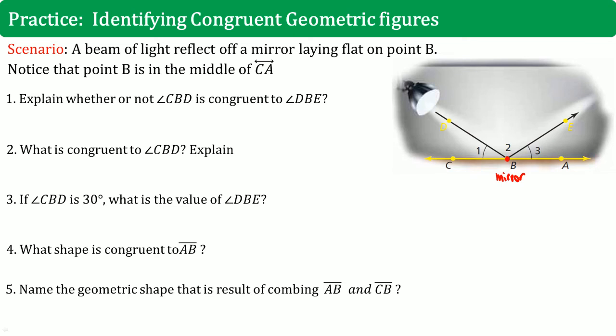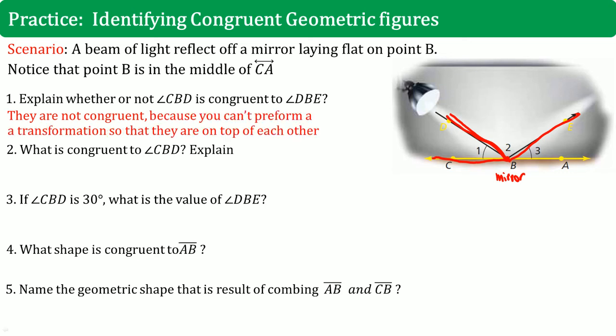1, you are going to explain whether or not angle CBD is congruent to angle DBE. Are these two congruent? You would say they're not congruent. The reason why they're not congruent is because you cannot form a translation so that they're on top of each other. You cannot slide it, you cannot rotate it, you cannot reflect it. That's why they are not congruent.